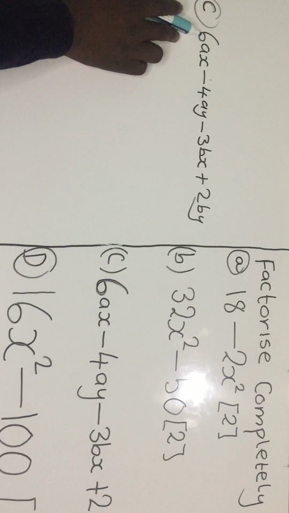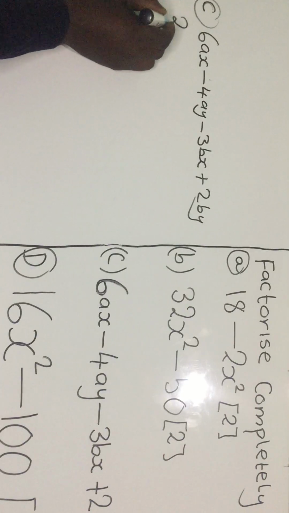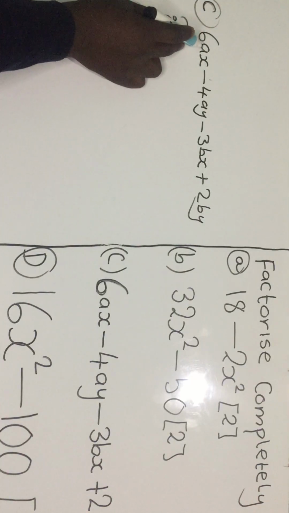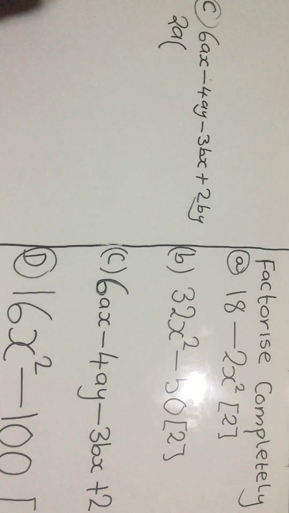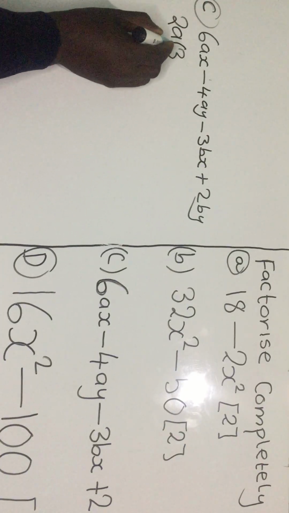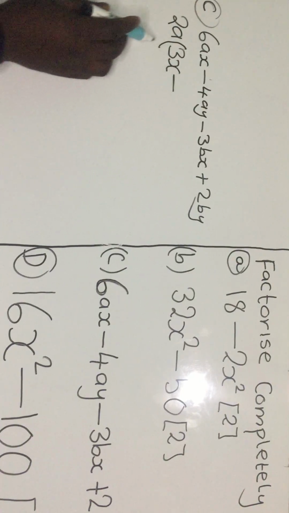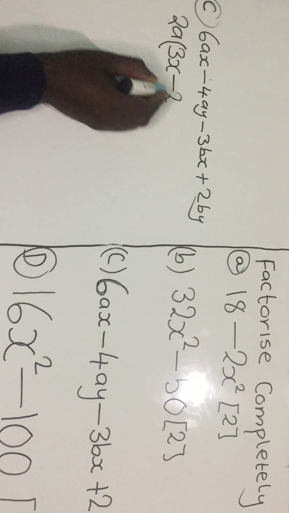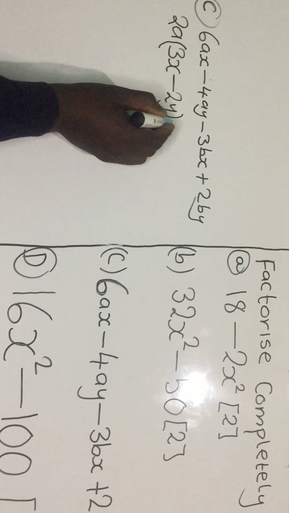We know that the number which can go into 6 and also into 4 is 2. So you write 2. What else can you see which is common between these two? We can see there is a, there is a. So you put it there and open. How many times can 2 go into 6? It goes 3 times. What has remained here? It's x, minus. How many times can 2 go into 4? It goes 2 times. What has remained here? It's y, minus.